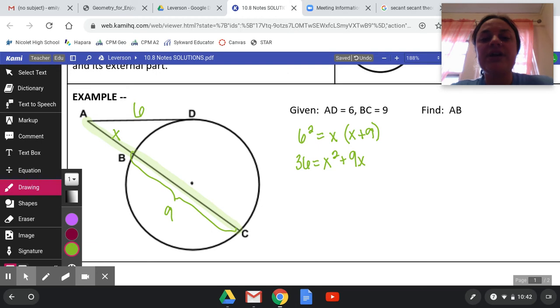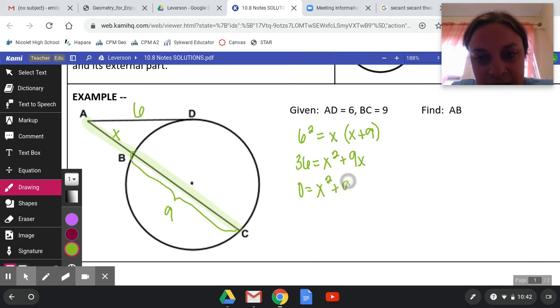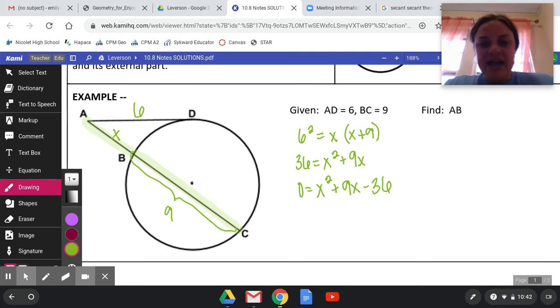So all I'm going to do here is subtract the 36 from both sides. So I get 0 is equal to X squared plus 9X minus 36. Once again, I am in a situation where I am factoring. What two numbers multiply to a negative 36 and add to a positive 9? I know that I want one positive, one negative, because they multiply to a negative.